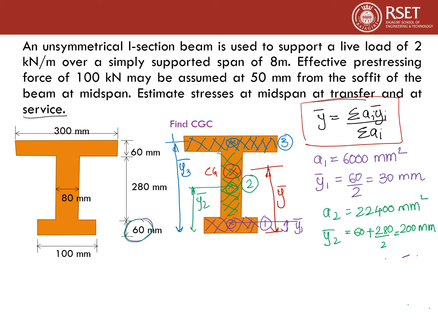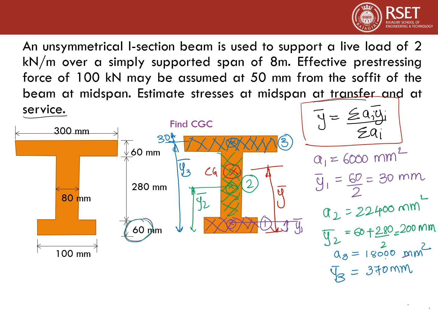And since it's the middle, this distance will be 60 by 2. That will be 30 mm. And the total height we know is 400 mm. So 400 minus 30, so y3 bar will come to 370 mm. And the area of this rectangle, A3, will be 300 into 60. That will be 18,000 millimeter square.